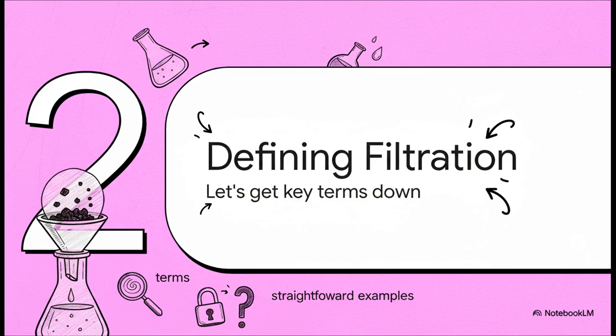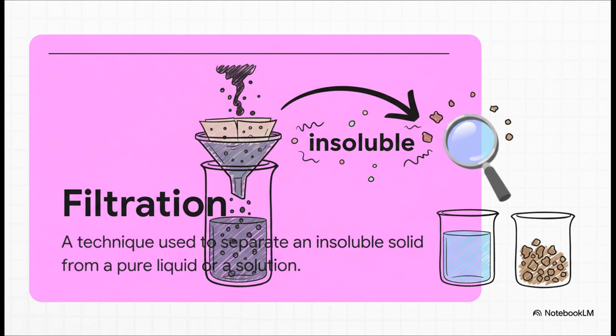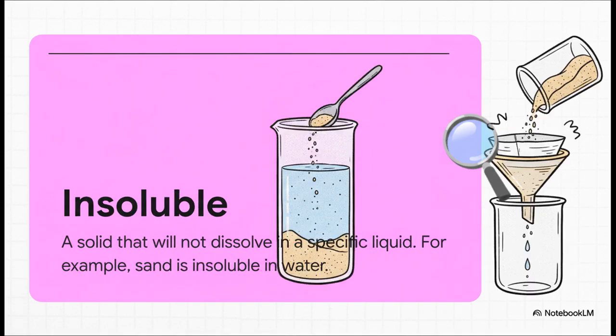Okay, so if we want to talk about this like scientists, there are a few key terms we need to get down. But don't worry, they're really straightforward, and we'll use some simple examples to make sure they stick. First up, the main event itself, filtration. That's the official name for this whole process. Now, the most important part of this definition is that word insoluble. So what exactly does that mean? Well, an insoluble solid is just something that won't dissolve in a liquid.